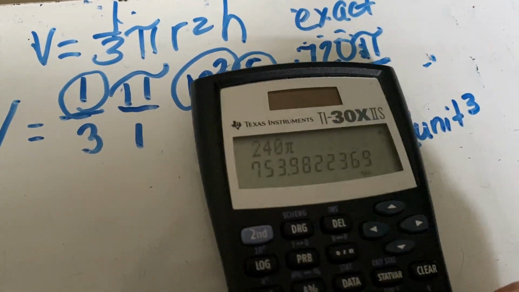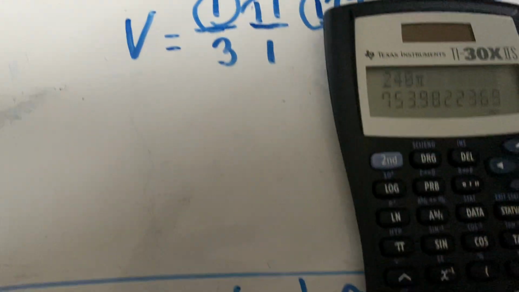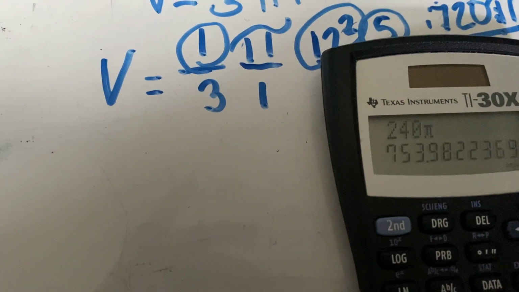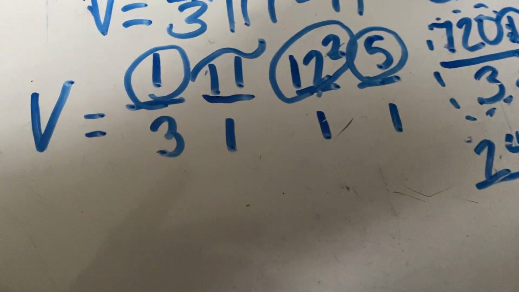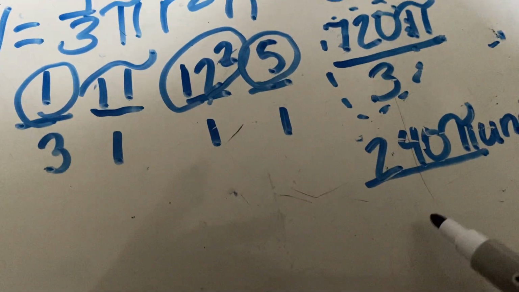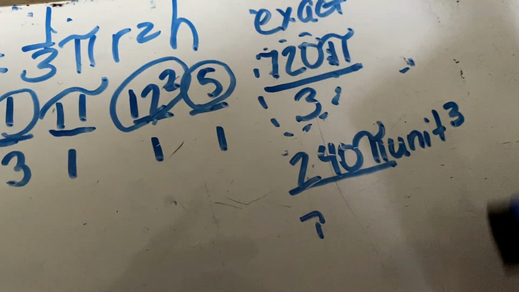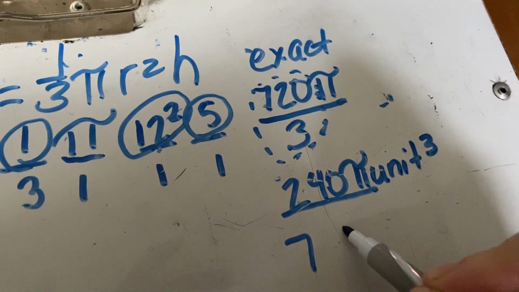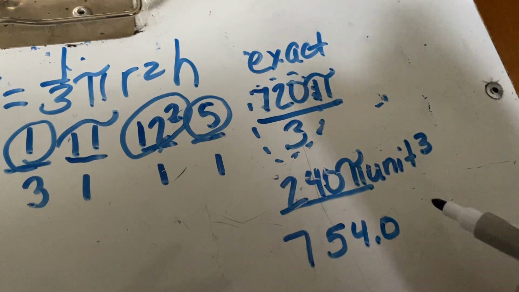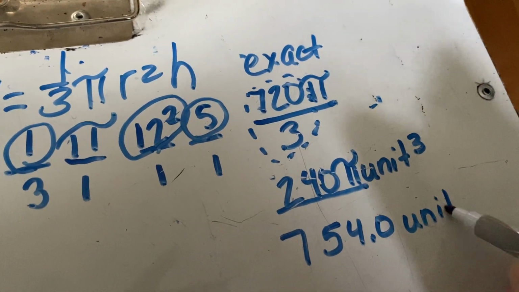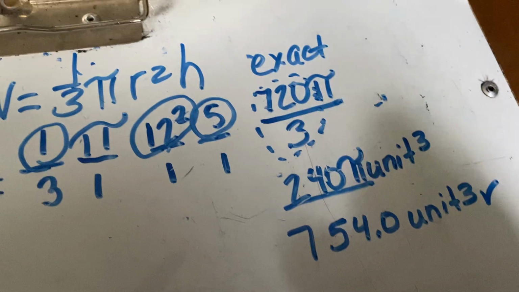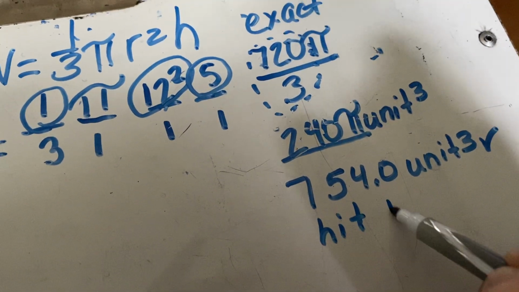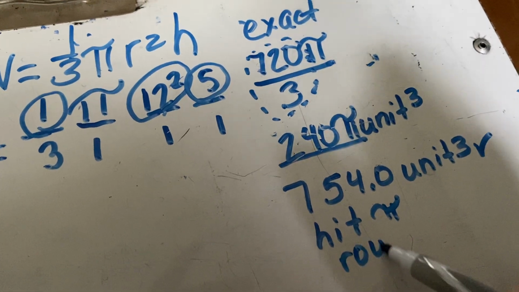And now we have to round to the nearest tenth. So get used to that pi button. The pi button, just find it on your calculator, get used to it. Here it is. There is my answer. And I'm just going to round this to the nearest tenth. So once I round to the nearest tenth, 754.0, once again, units cubed. Okay, so when it says round, you hit that pi button.